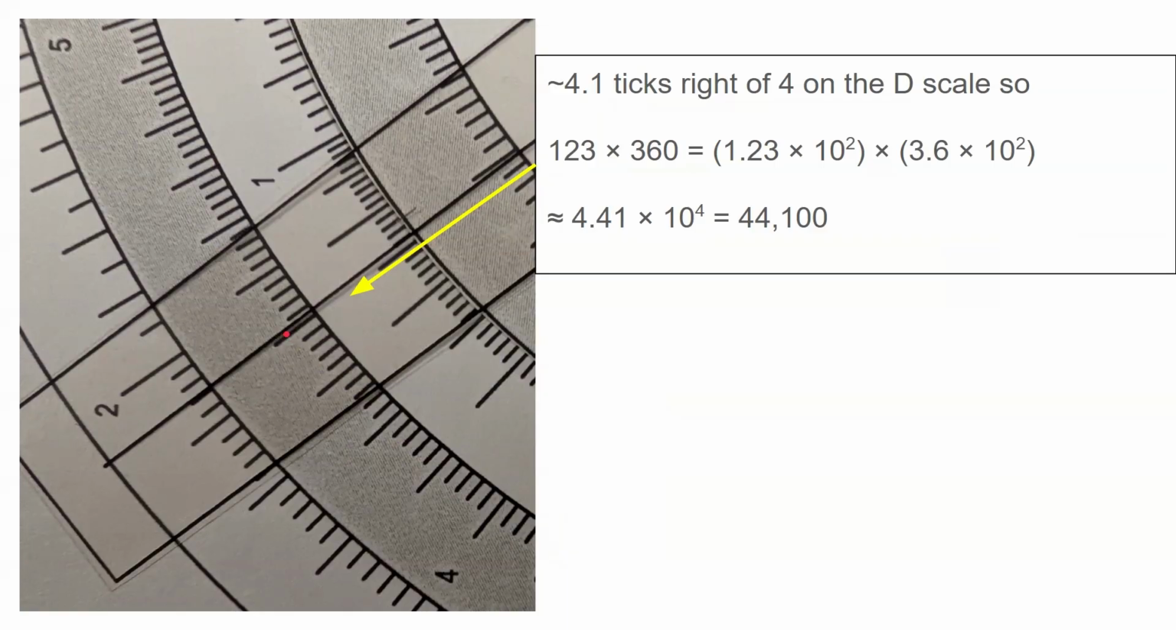4.41 is my answer. And looking at my exponents, 10 to the second, 10 to the second, add those together, it's 10 to the fourth. And so I move this 1, 2, 3, 4 to the right. In other words, pad 2 zeros, 44,100. And my exact answer is 44,280. So again, we're in the ballpark.